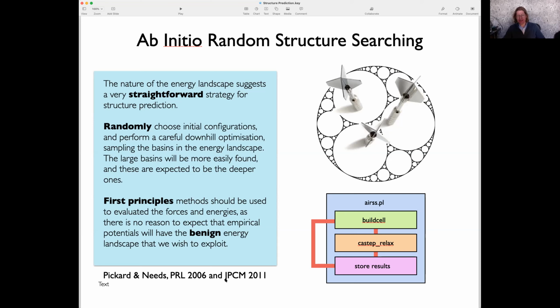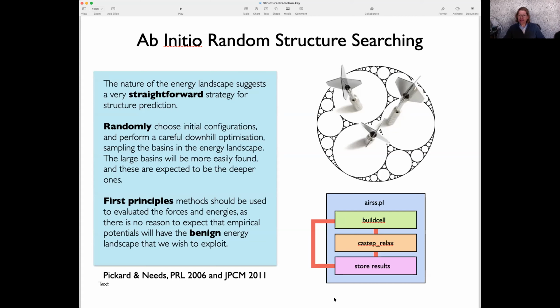I published it first in 2006 and with a bit more detail in 2011. But this is basically what the code looks like. I have a Perl script, very old-fashioned, but works quite well, a scripting language that glues together a bunch of smaller programs. There's build cell, which is a little Fortran program that builds random structures, and castep relax is just a wrapper for CASTEP that takes a structure from build cell and relaxes it to the nearest local minima, and then you store the results in one of those .res files that I mentioned in the previous section, and then you just do that again and again.